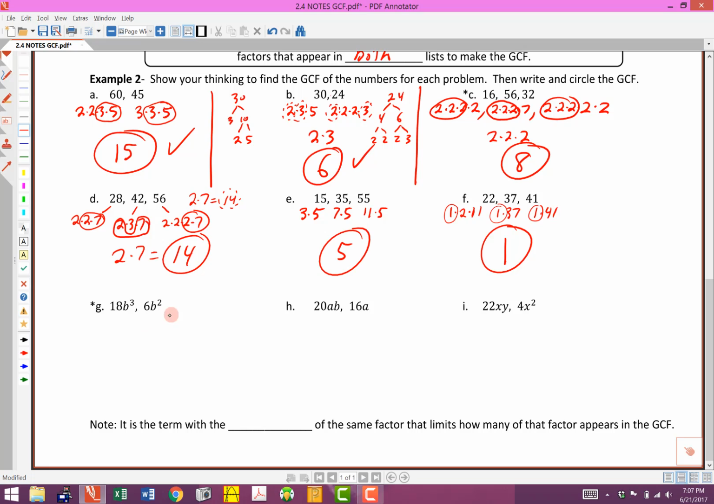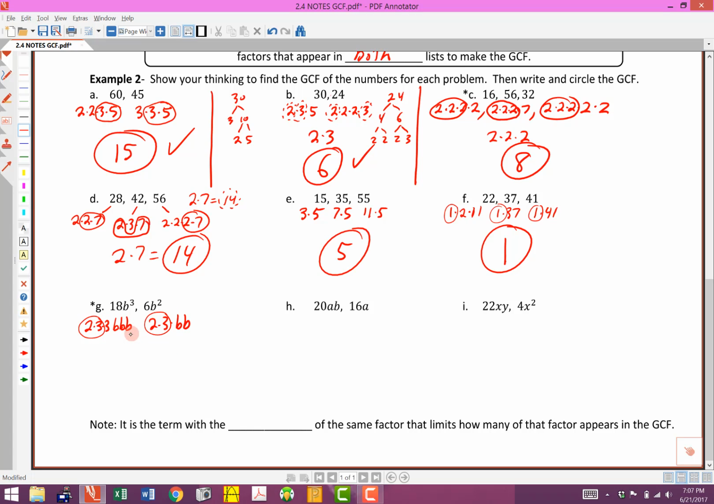Okay, let's take a look at this one. I'm going to go ahead and break these down and write these as prime factors. This would be 2 times 9, which would be 3 times 3. And then I'm going to write down 3 b's. 6 is 2 times 3. And I'm going to write down 2 b's. So let's take a look at what's common. We've got a 2 and a 3. Got that part taken care of.